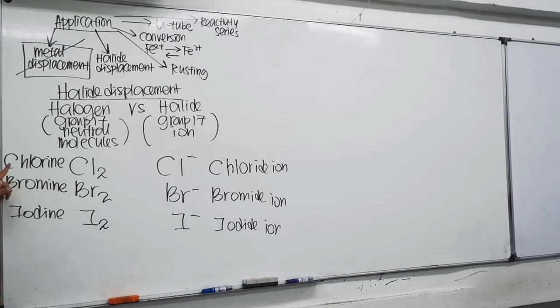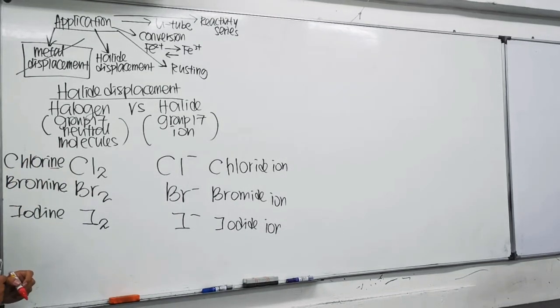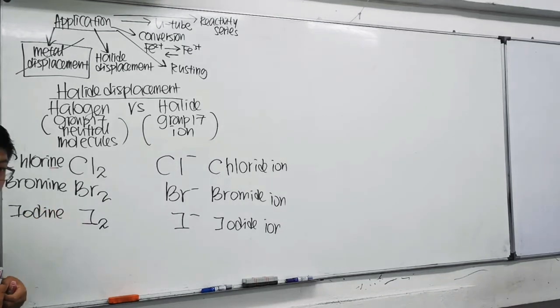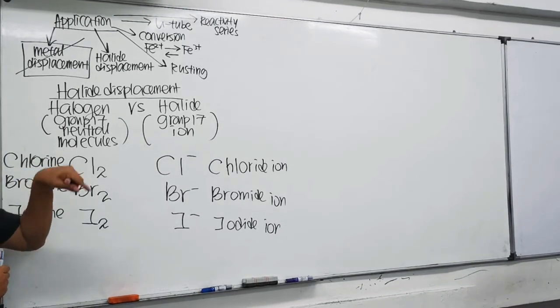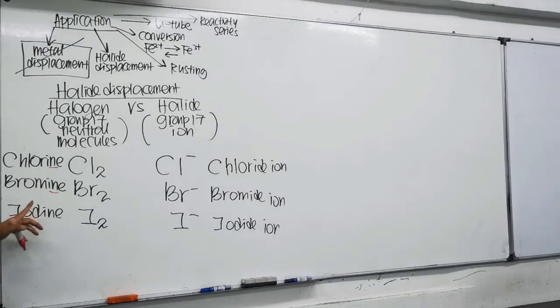Look at chlorine. The name has an N. N stands for neutral. Understand? Chlorine has an N, it is neutral. Bromine has an N, it is neutral.